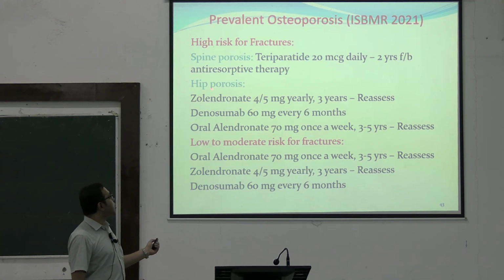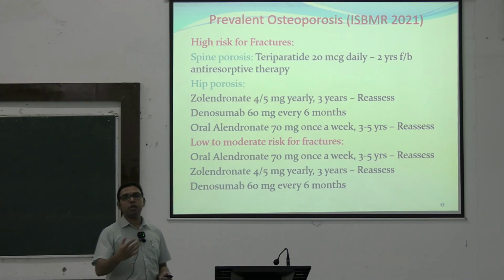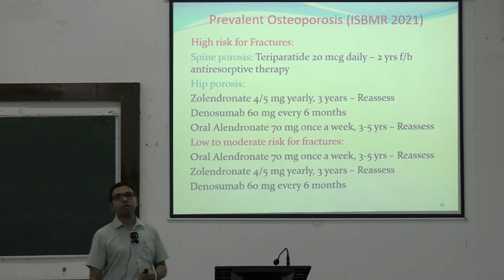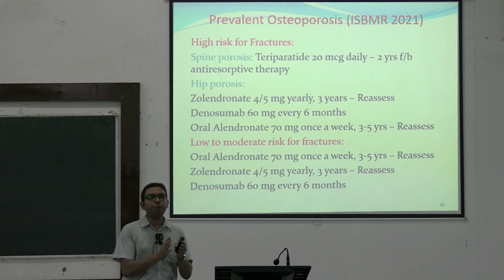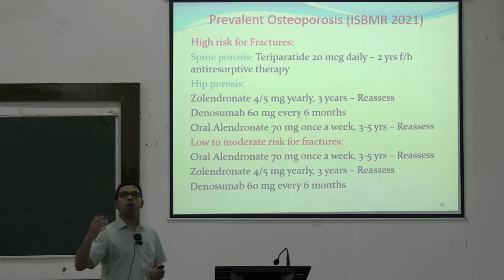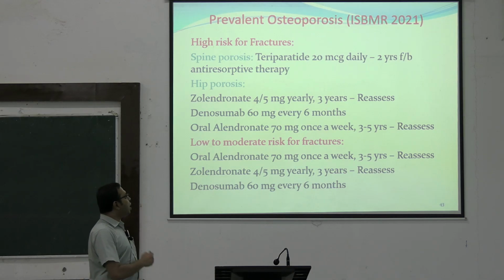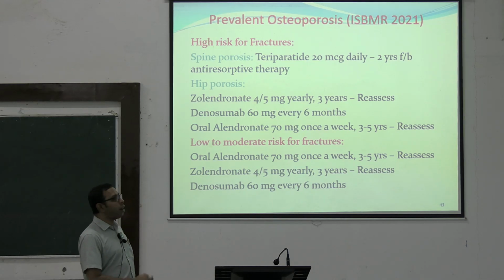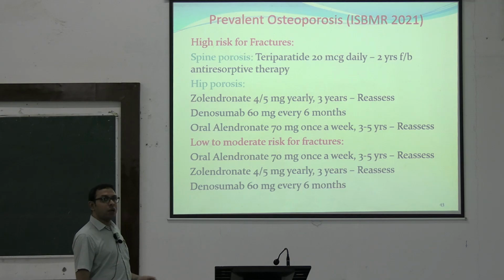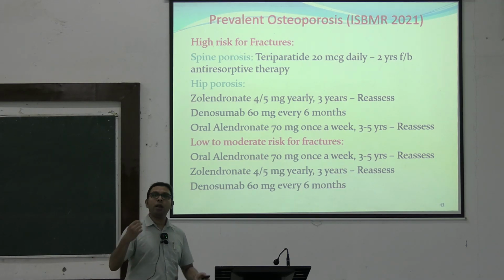But apart from this, in case of osteoporosis in other bones, we can use bisphosphonates first, that is the anti-resorptive therapy first, and if it is not controlled, then we can give anabolic or osteoanabolic therapy. Zoledronic acid we can use 4 to 5 milligram yearly, and after 3 years we have to reassess. Denosumab we can use in combination or one after another. Oral alendronate we can use. If there is low risk of fractures, we can start with oral alendronate or oral bisphosphonate.